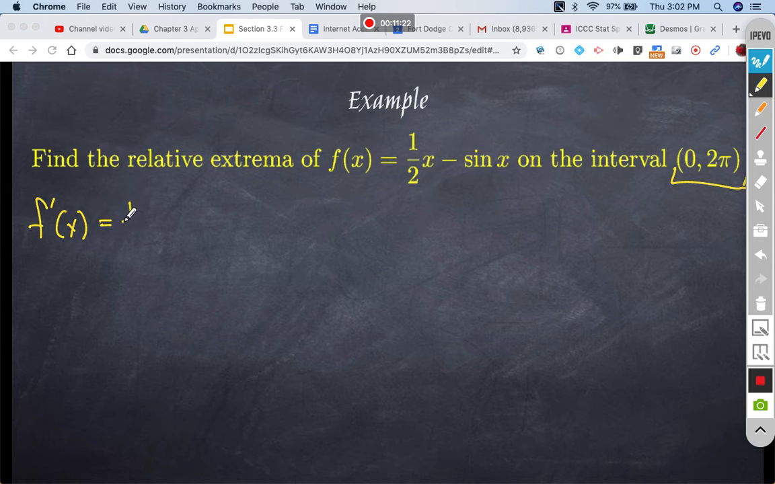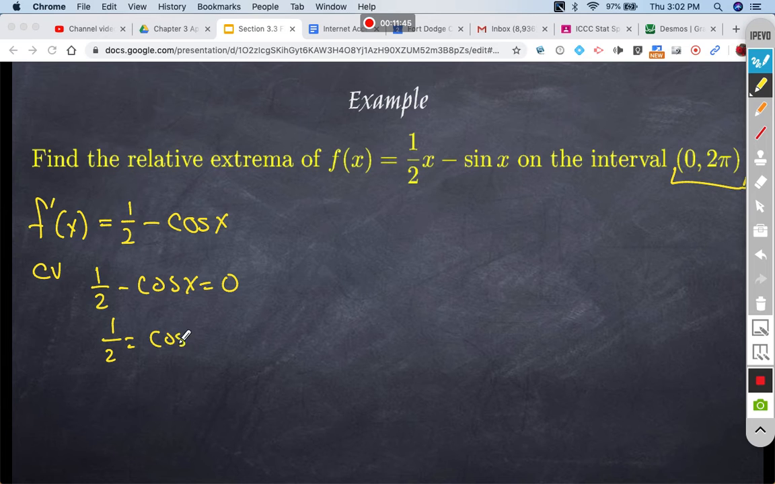The derivative of 1/2 x is just 1/2. The derivative of sine x is cosine x. I look and see where my critical values are. I'm going to set my derivative equal to 0. So 1/2 equals the cosine of x. So x equals pi over 3 or 5 pi over 3.